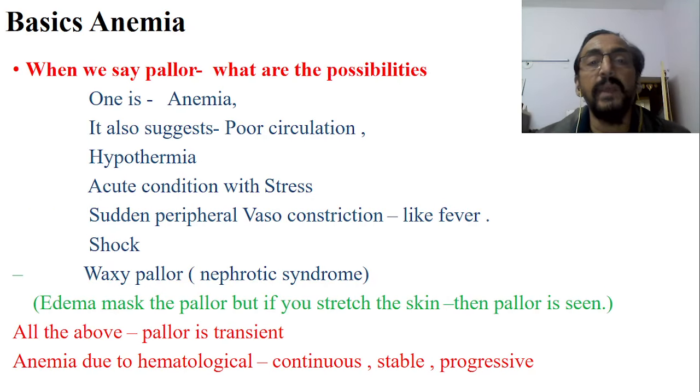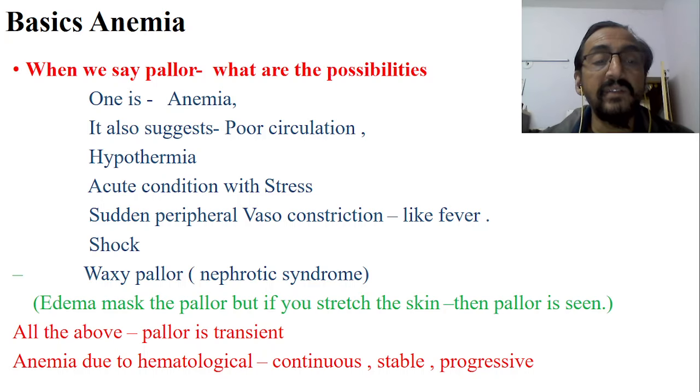Now, when we say pallor, what are the possibilities? Of course, when there is pallor, there is anemia, but pallor also suggests poor circulation. Pallor can also be seen in hypothermia, and in acute conditions with stress. Sudden peripheral vasoconstriction, as occurs in fever, may also lead to pallor. Pallor will also be seen in shock.